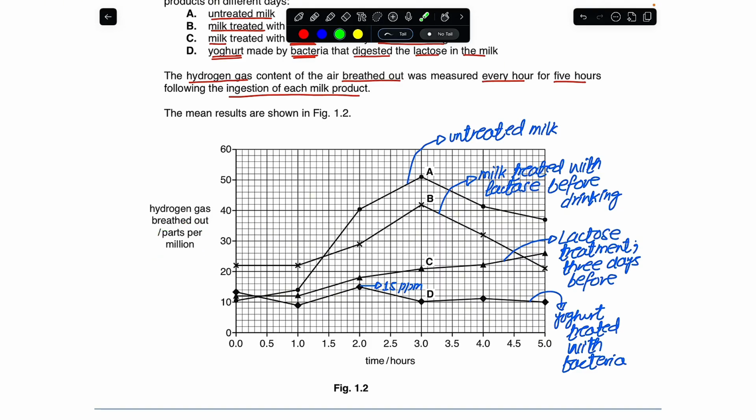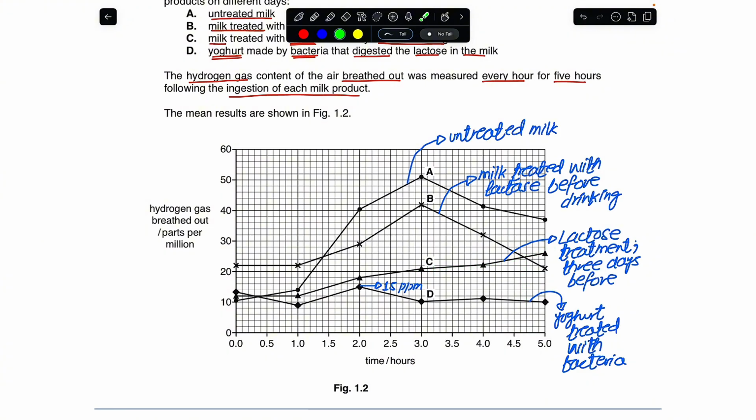What I see is that in the people who ingested the untreated milk, the hydrogen gas production is the max. Those who drank the milk treated with lactase immediately before they drank it, the amount of hydrogen gas released has decreased compared to A. For the C people, who had the milk treated with the lactase enzyme 3 days before, again, the amount of hydrogen gas is less than B and less than A for this much time, but afterward this is exceeding beyond the people in group C.